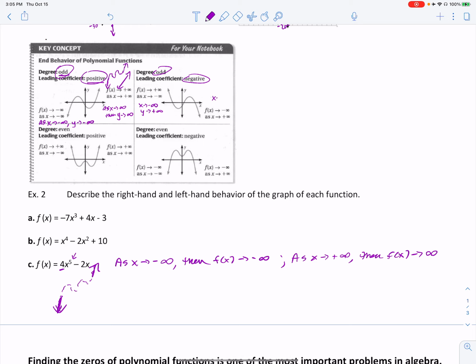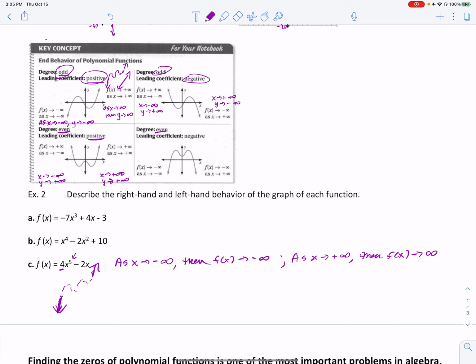Versus as x goes to positive infinity, y is going to go to negative infinity because it's flipped. On the other hand, when the degree is even and the leading coefficient is positive, both ends are up. So as x goes to negative infinity, y goes to positive infinity. As x goes to positive infinity, then y is going to go to positive infinity as well. So the y values both go up.